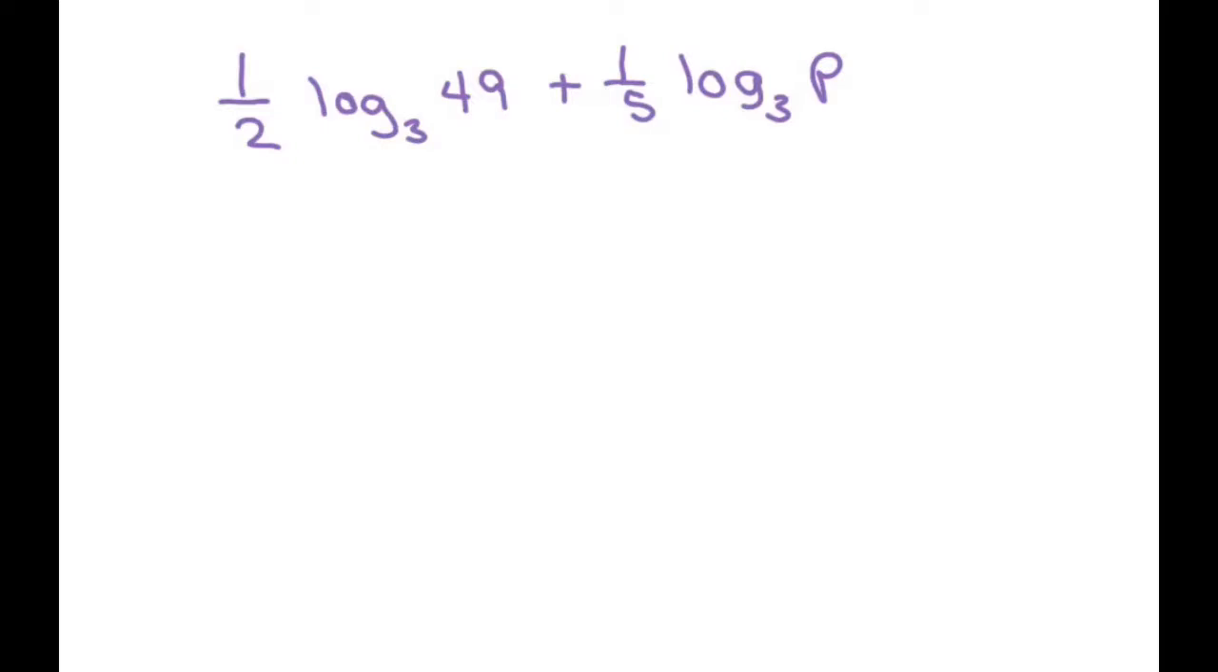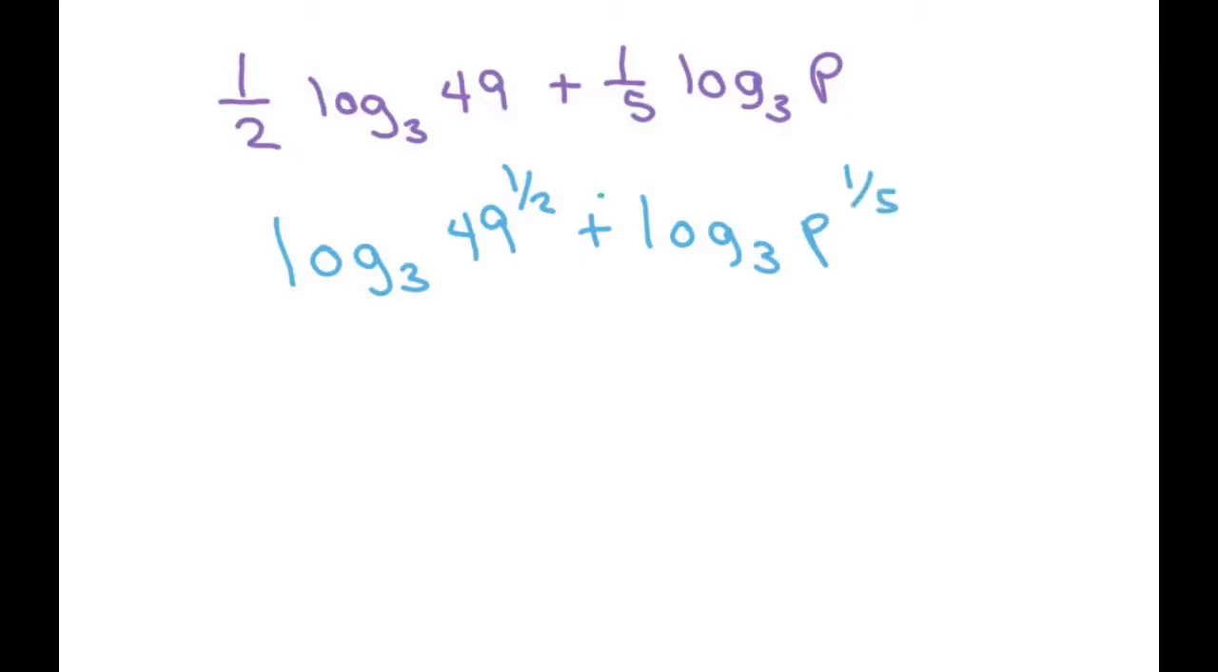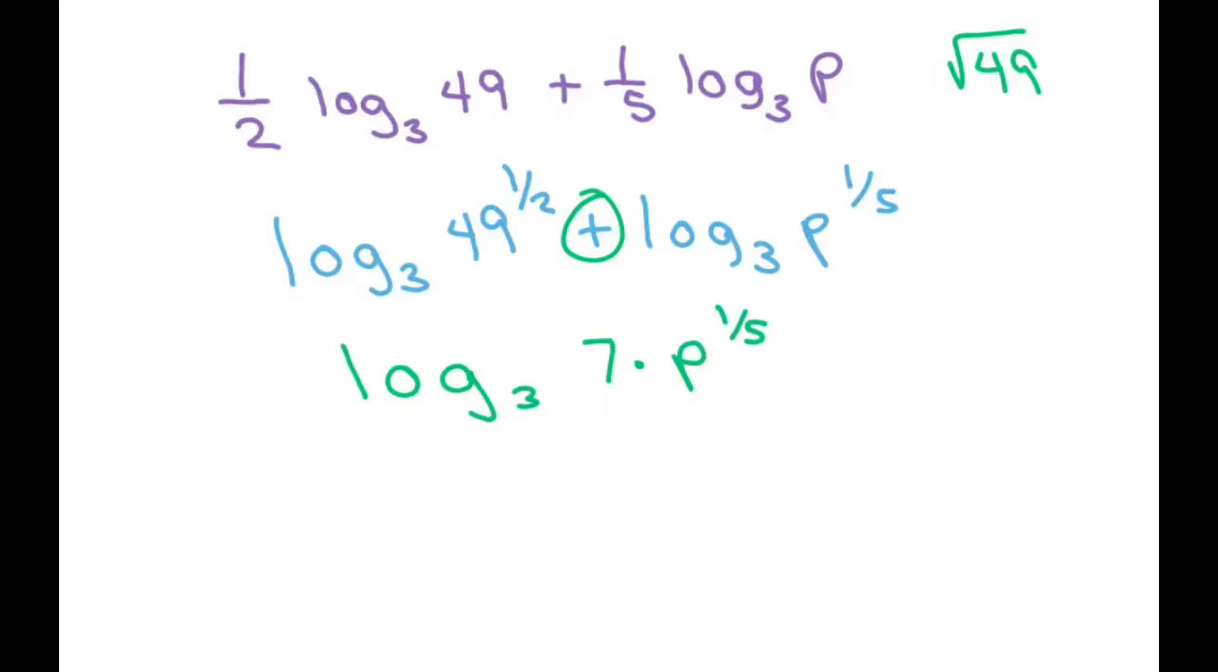2 more. And use your power property first. Write it as a single log. Since it has a plus, that means we're going to multiply and use the product property. Now we know 49 to the 1/2 is the same as the square root of 49, which would be 7. And so you can write 7 times p to the 1/5. Or you could write this as log base 3 of 7 times the 5th root of p.